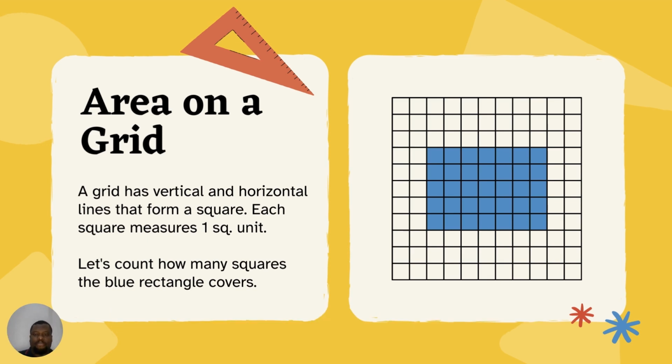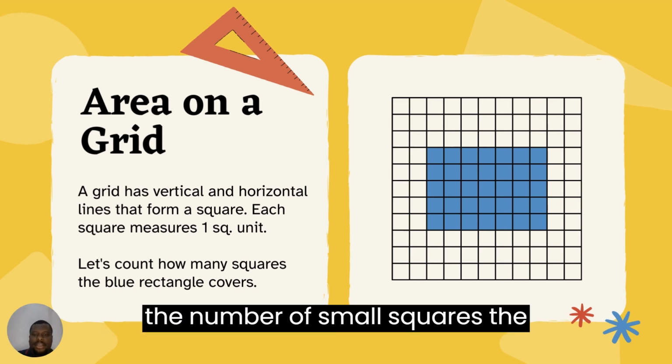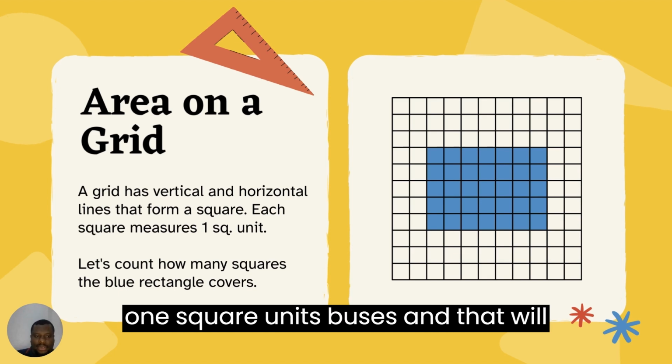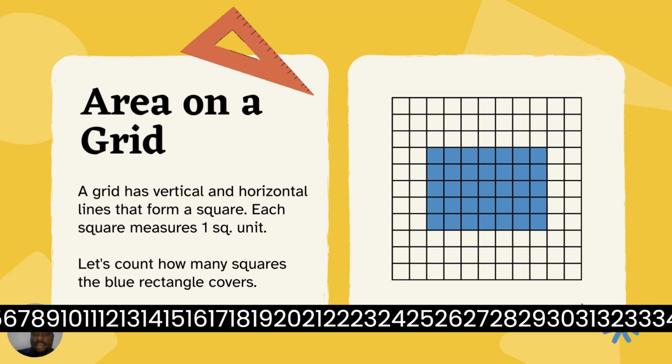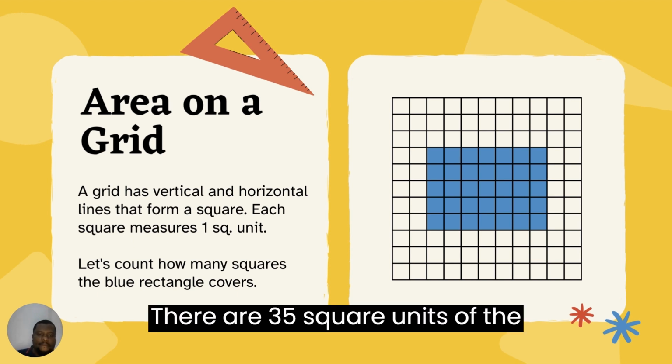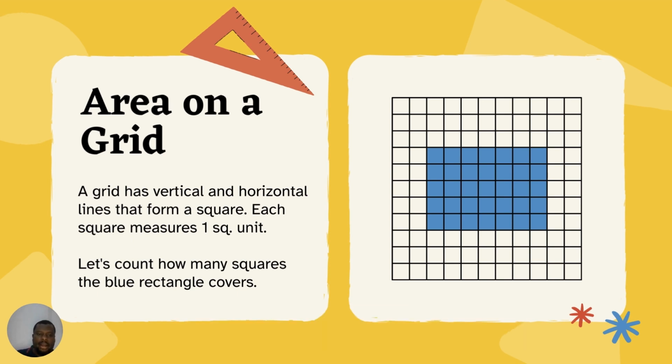The area is the region that covers the blue. So we count the number of small squares, the 1 square unit boxes, and that will give you the area of that rectangle. So let's count. 1, 2, 3, up to 35. So there are 35 square units of the small unit.